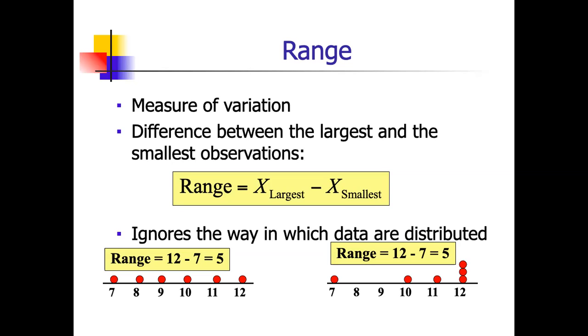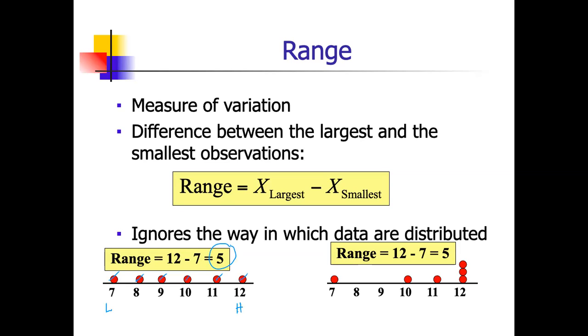The first data set on the left has the values 7, 8, 9, 10, 11, and 12. The highest value is 12, and the lowest value in this data set is 7. By computing the range, we get 12 minus 7, and the range is equal to 5. But notice how the data values are distributed. The values are evenly spread out in this data set.